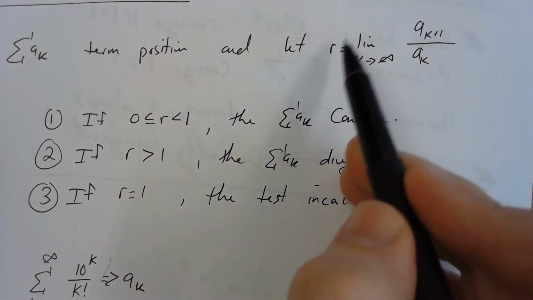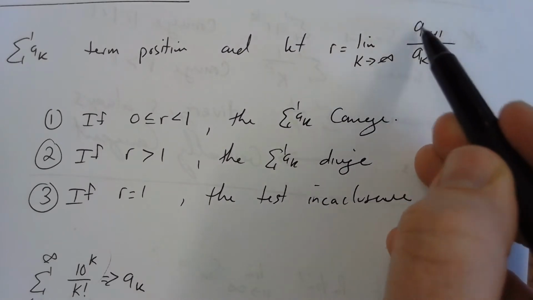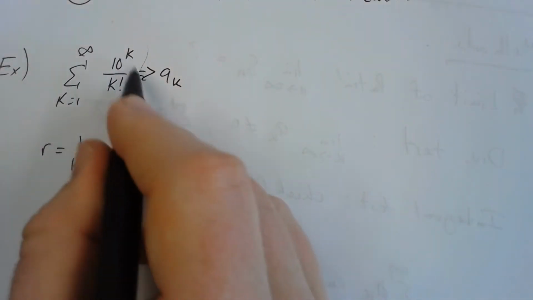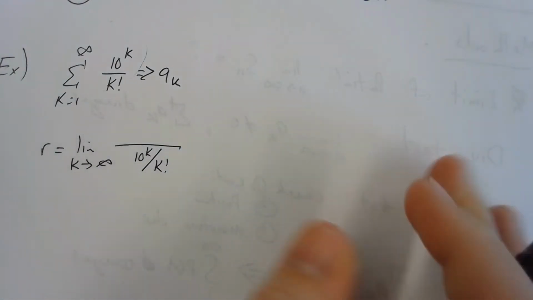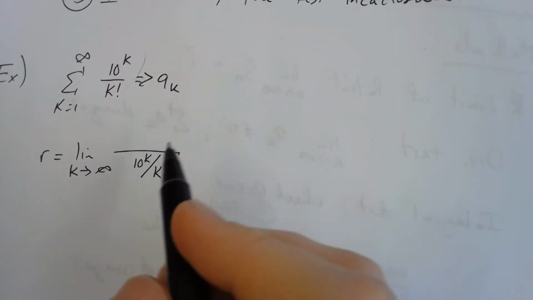In my limit, my r value, as k goes to infinity, my a sub k is in the denominator, and my a sub k plus 1 is in the numerator. So my a sub k is this thing, and in the denominator I'm going to have this. I'm going to draw it with a slanted division symbol so I can tell the difference between the top and bottom of this overall thing.